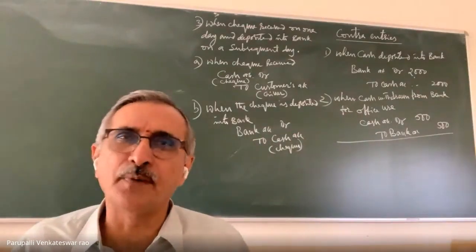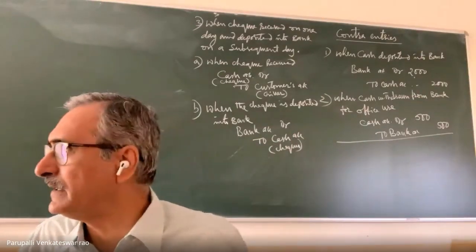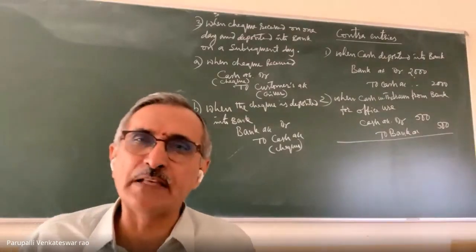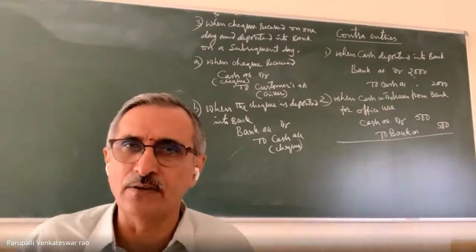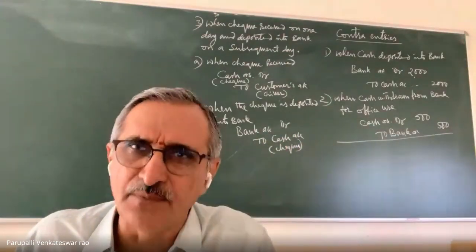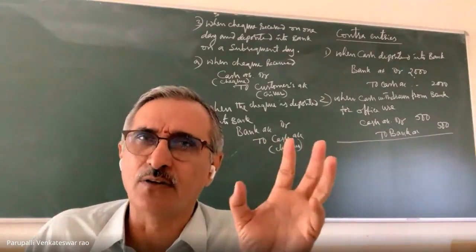However, there is a third possibility where a contra entry happens. The third one I gave is exceptional. It is not a regular feature, but if it comes into the picture, you have to enter it.